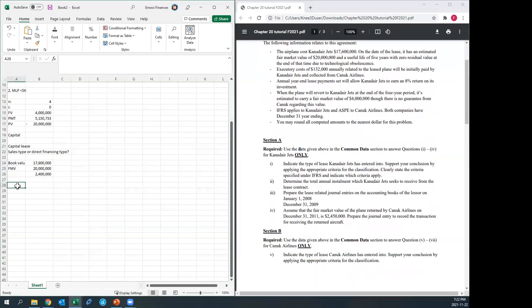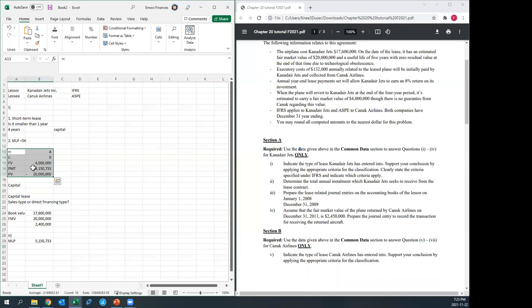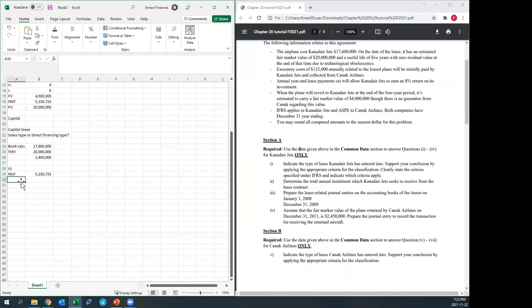For requirement 2, determine the total annual installments which Canadair Jet seeks to receive from the lease contract. So we already calculated the minimum lease payment, which is the $5,150,000 that we found here. This doesn't include your executory costs. That's very important, by the way. When you're calculating this here, do not include the executory costs in your payment amount. Here we're going to add them because they ask for the total annual installment and not the minimum lease payment.